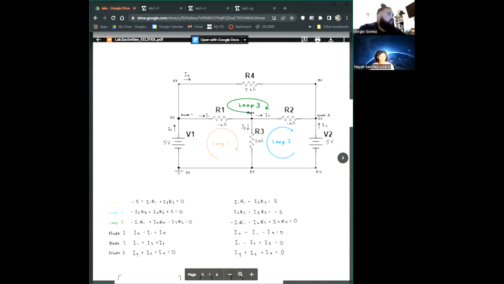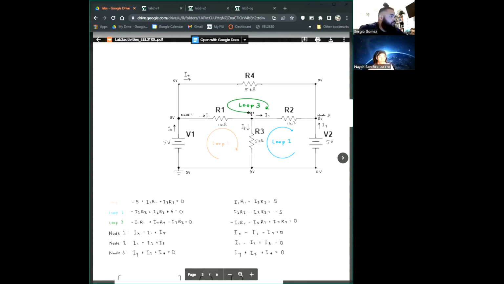After that was completed, if you look at the screen, you'll see that we set up each of the nodes. So we have node 1 where we have IX going in, I1 going out to resistor 1, and I4 going towards resistor 4. Node 2 is in the center of the screen. We have I1 going in, and we have I2 going out and I3 going out. And then over at node 3, we have I2 going in, I4 going in, and IY going in, just for representation purposes. So that considers the 3 nodes.